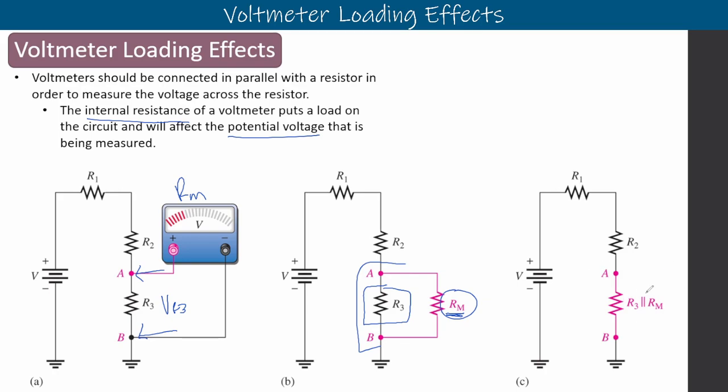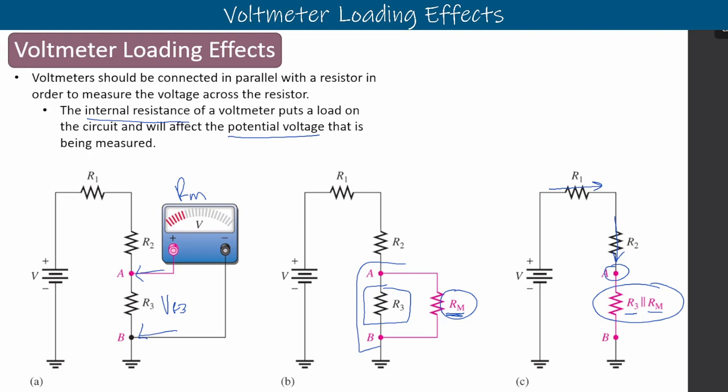And so we'll see that as a parallel combination over here. We see that it's R3 in parallel with the meter's resistance. So if we were to measure this, we would have to take that into account if our R3 is anywhere as close to our RM value. So in this case, we have an R1 in series with R2, and that would be put in parallel with the R3 and the meter resistance.